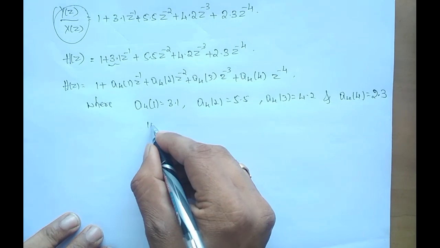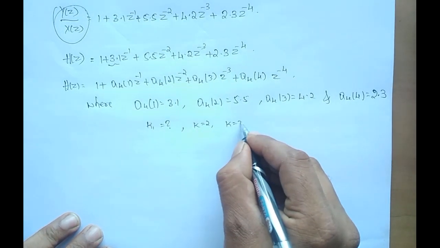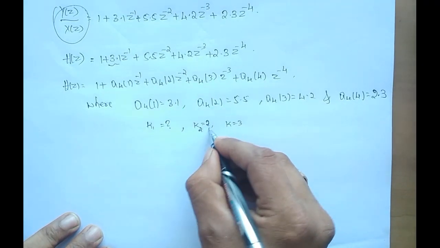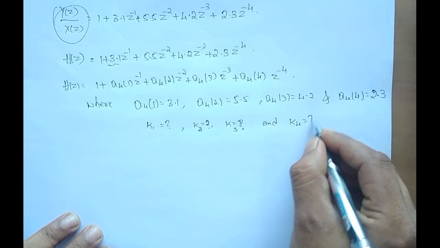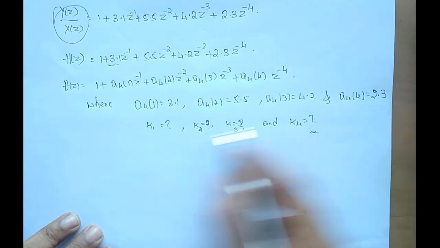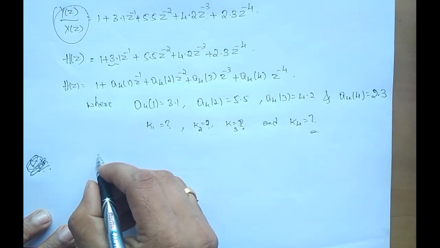So what is it that I need? I need K1, I need K2, I need K3, and I need K4. So I need to convert from direct form to lattice realization. Okay. So what is the formula we have?